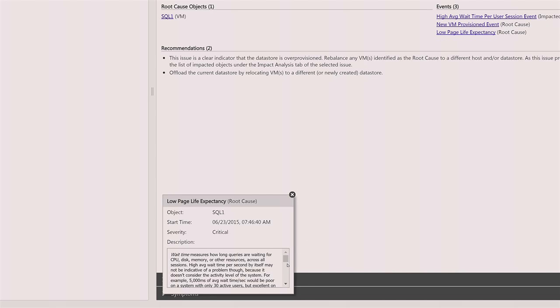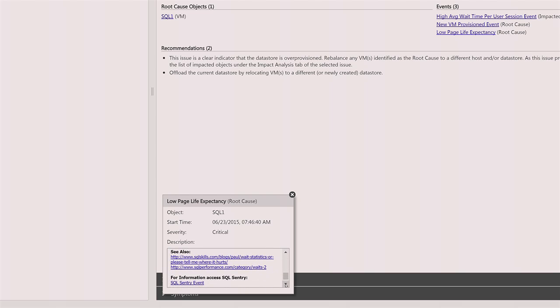Try on the low page life. So the same thing on low page life, you get the full description, and as you scroll through, you'll see the entire description. You also see links from SQL Sentry as to further details that you could go and find out more information about this.